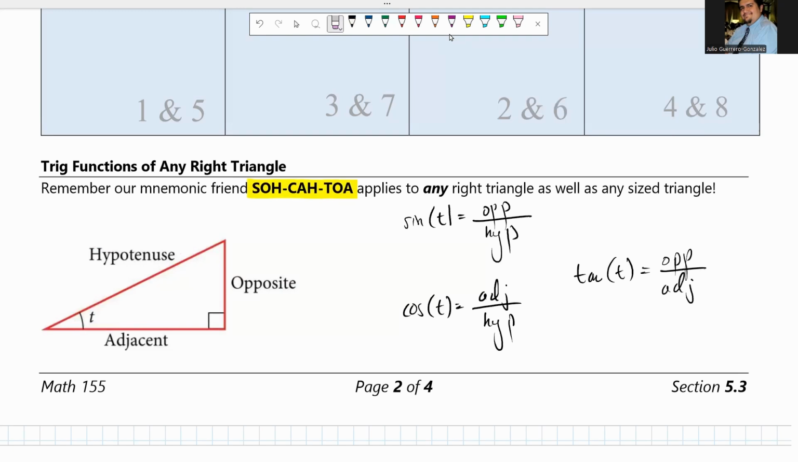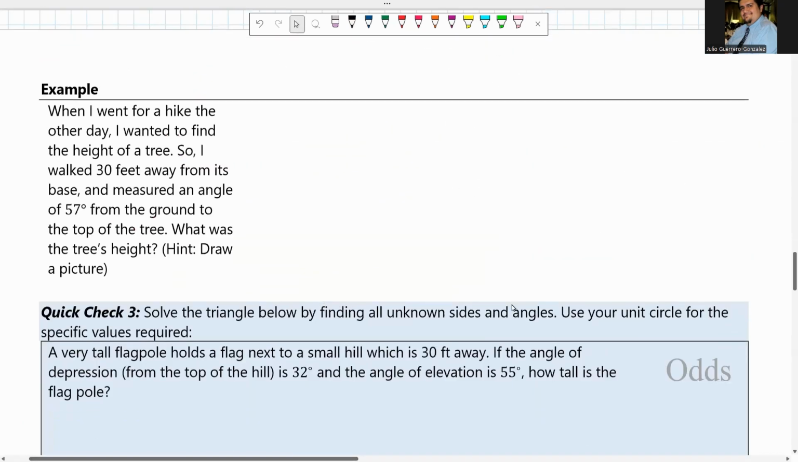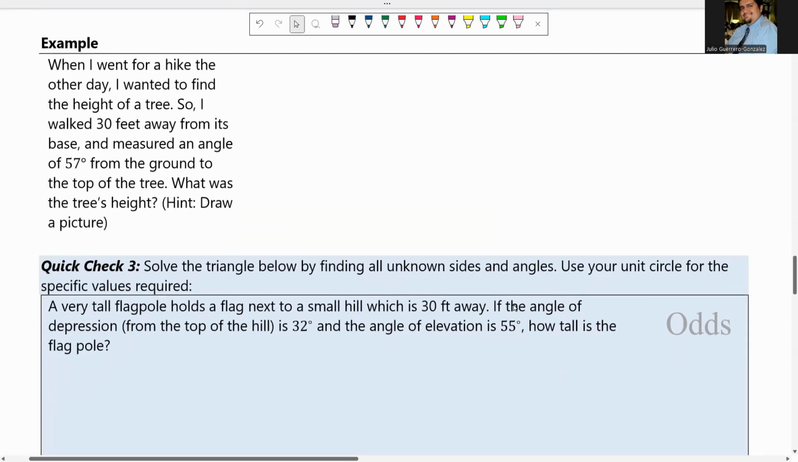Okay? All right. So now, let's see what we actually use this for. Let's say we take a word problem here. Let's say I went for a hike the other day, and I wanted to find the height of a tree. So I walked 30 feet away from the base, and I measured an angle of 57 degrees from the ground to the very top of the tree. What is my tree's height?